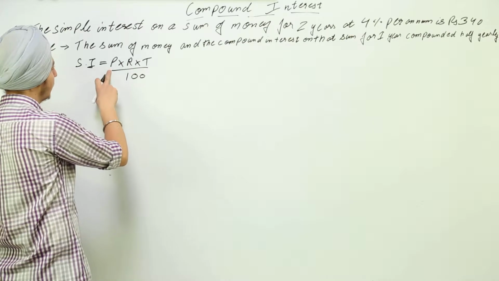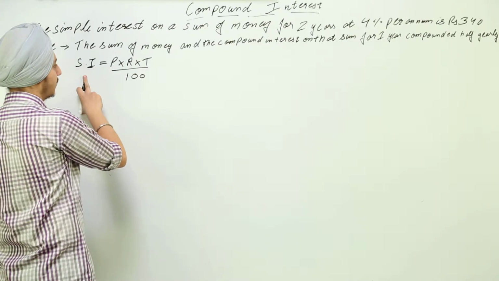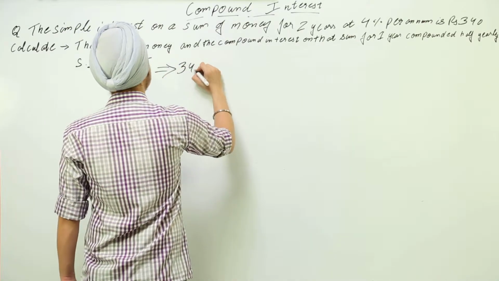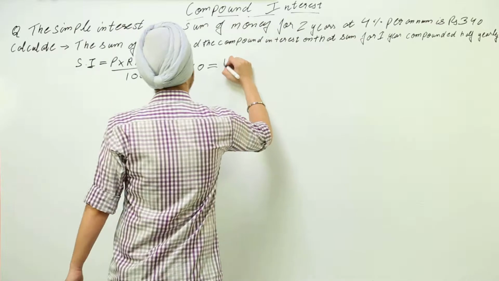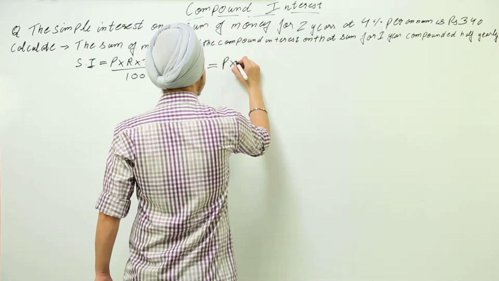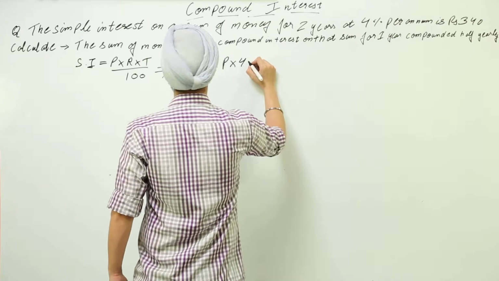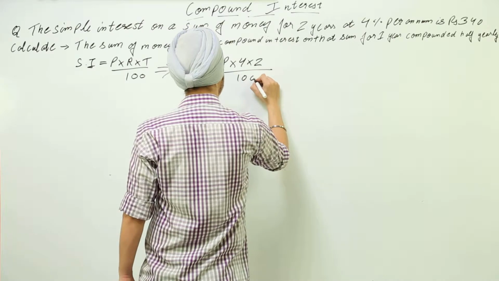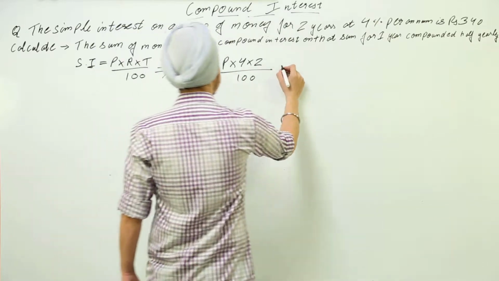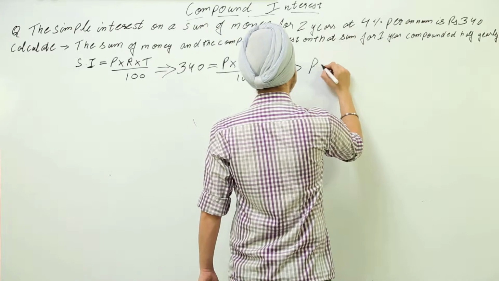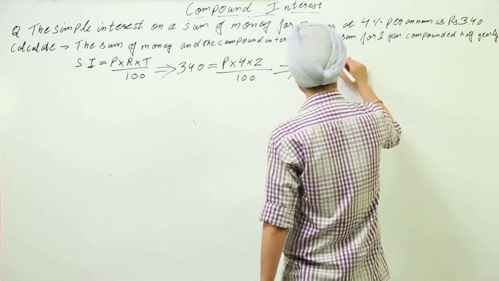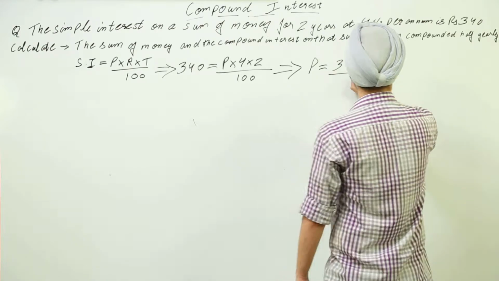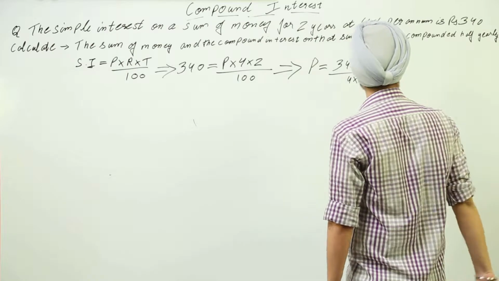Now we have to find out the principal. We know the simple interest, which provides us with 340, that is the simple interest, is equal to principal that we have to find into the rate, that is 4%, into the time, that is 2 years, upon 100. Now with this, P is equal to 340 into 100 upon 4 into 2.